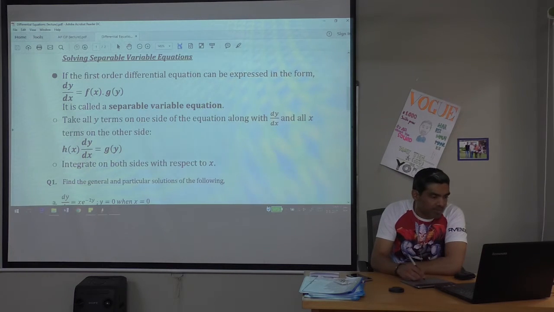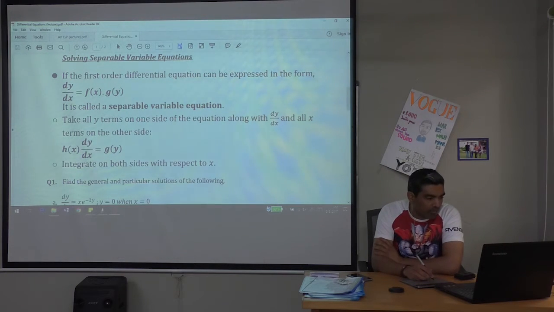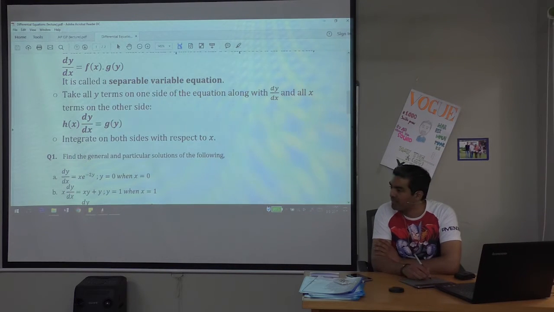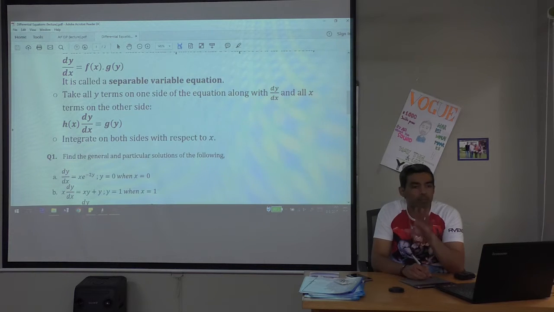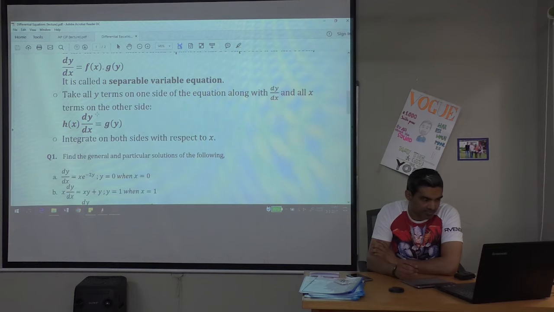Now, this is why I'm explaining in a very general way. dy by dx is equal to, let's say, a mixture of functions of x and y's. And somehow it is such that I can separate it. So if I am able to separate them and form something like this, where I have all x's on one side and all y's on the other, that means I have got a separable variable differential equation. Now, where do you get the y's and where do you get the x's? That's the question.